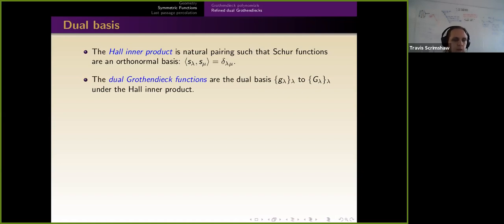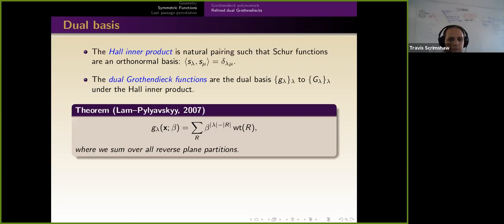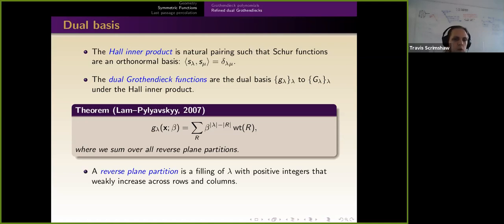And so we have our Grothendieck polynomials, but it turns out the objects that I want to focus on for this talk are the dual basis to this, which are called the dual Grothendieck polynomials or functions, depending upon if we have finitely many variables or not. And these have a combinatorial interpretation given by Lam and Pylyavskyy, which says it's the sum over reverse plane partitions, where a reverse plane partition is kind of like a semi-standard Young tableau, except we weaken the column condition to be weakly increasing as well.